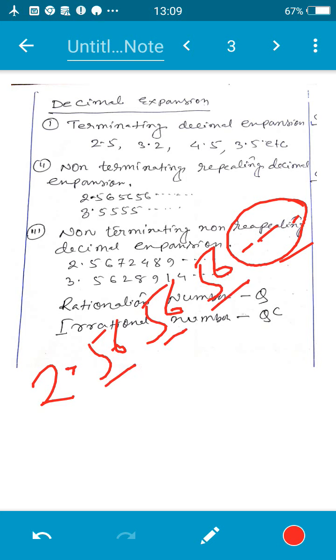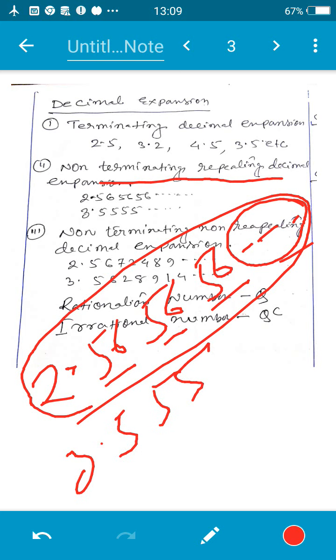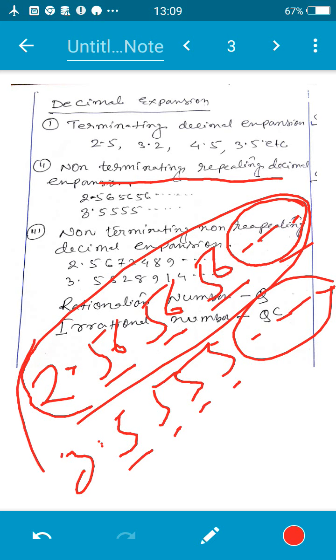That is why together it is called non-terminating repeating decimal expansion. Then another example of non-terminating repeating decimal expansion is 3.5555 dot dot dot. Infinite numbers of digits are here, and the digits after this decimal, digits 5 and 5 and 5 are repeated, so that this is also an example of non-terminating and repeating decimal expansion.